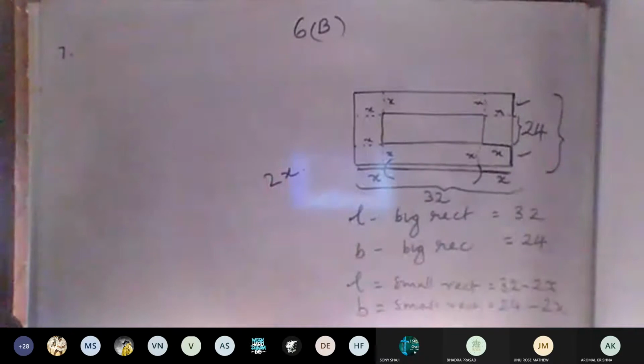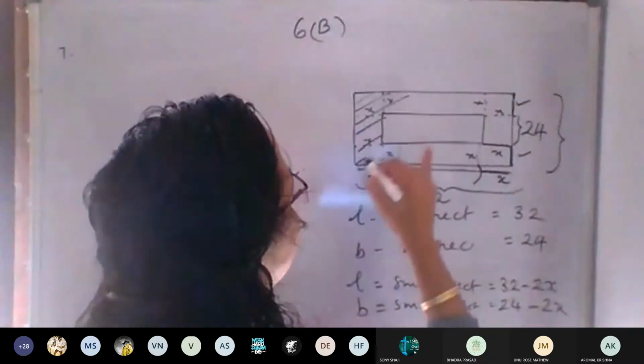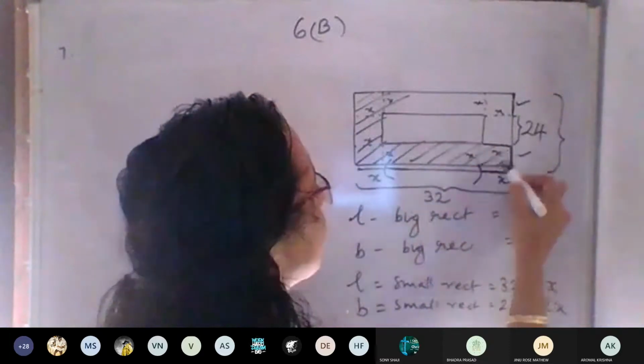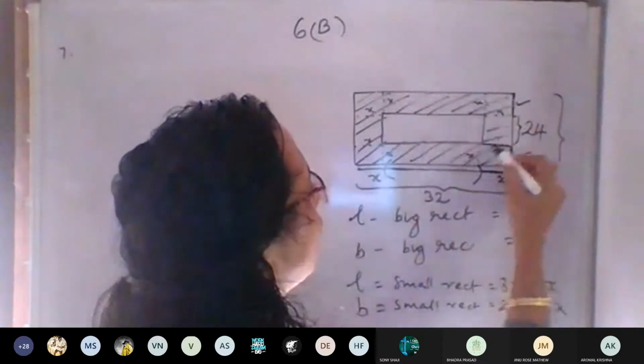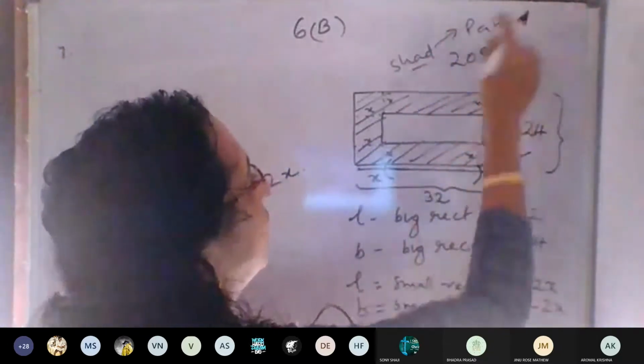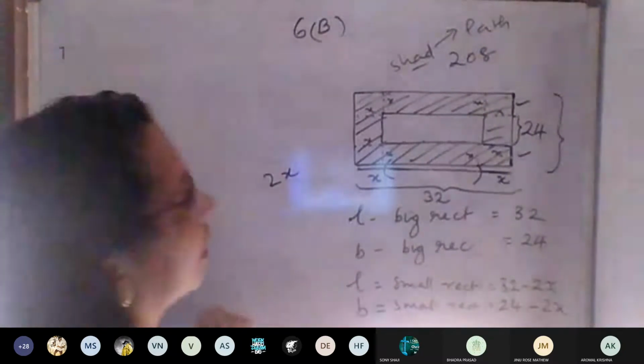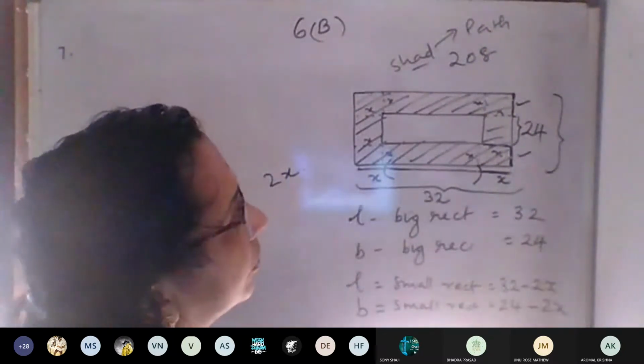Okay. Then what is given? Area of the path is given as 208, that means the area of this shaded portion. Path means this shaded portion. The area of this shaded portion is given as 208. So how can we find the area of this path? Tell me. No idea?